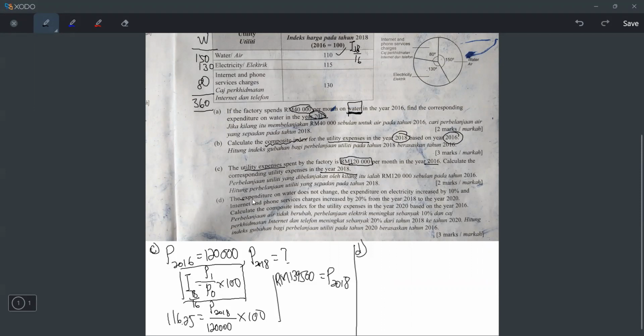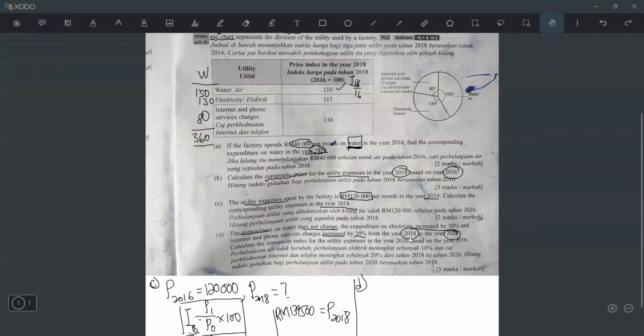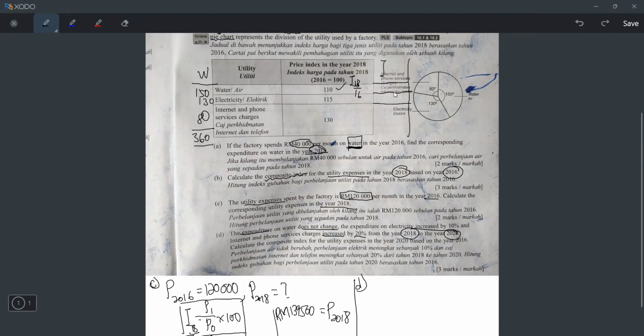Okay, part D. The expenditure. Automatically when they talk about expenditure, it means the cost. Expenses. The cost on water does not change. The expenditure on electricity increased 10%. Internet and phone service increased 20% from the year 2018 to 2020. If they give you percentages like this, you can write down the I for what year? 2020 based on 2018. So I will make a new column here, extend this line, and write the I for 2018.